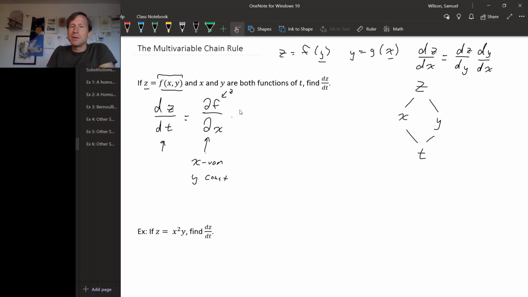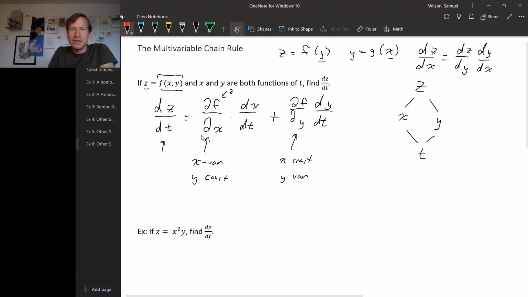So x gets treated like the variable for this derivative, and y gets treated like a constant. And then you multiply by the derivative of x with respect to t, plus, and then you do the same sort of thing, but for the y's. You get the derivative of f with respect to y, and again, for this derivative, x gets treated like the constant, and y gets treated like the variable, and then you multiply by dy/dt.